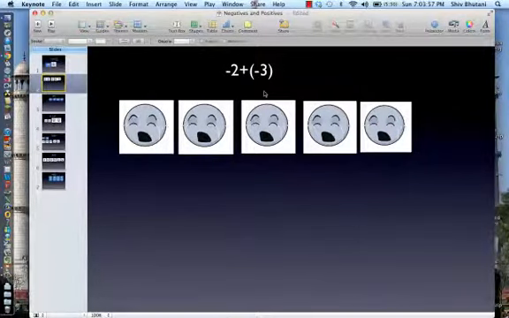The answer is -5 because we're adding two negatives to make a greater negative. The two negatives are -2 and -3, which is like adding 2 and 3, but it's negative.